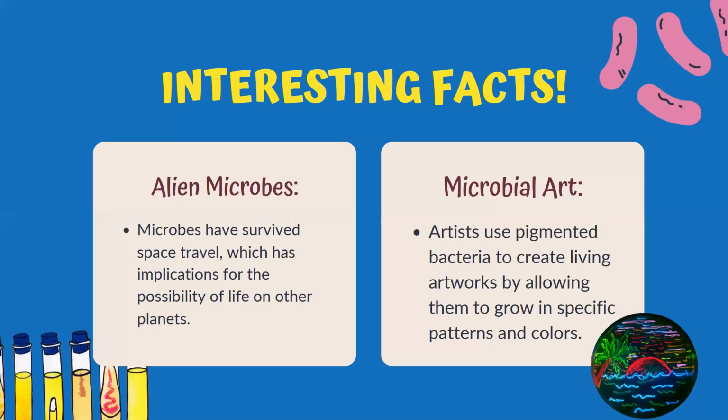We're getting to the end of our presentation now. I have a couple of interesting facts here. Alien microbes: microbes have survived space travel, which has implications for the possibility of life on other planets. And I personally find that very interesting. Scientists who study these microbes are called astrobiologists, an emerging field in microbiology. They study extremophiles to understand potential life on other planets.